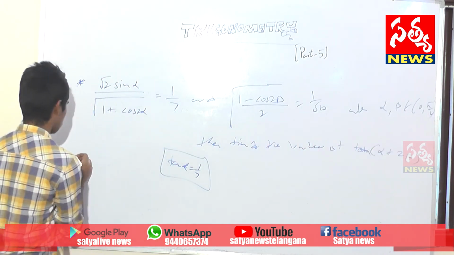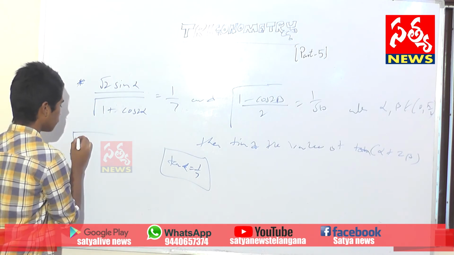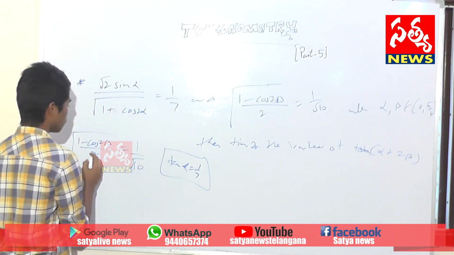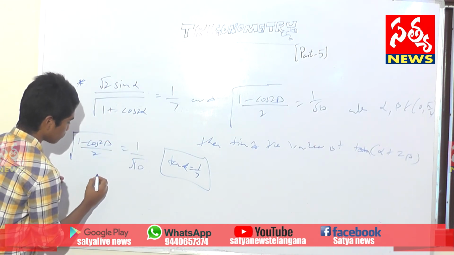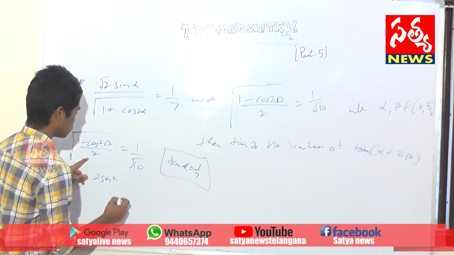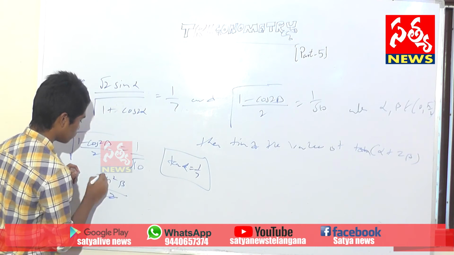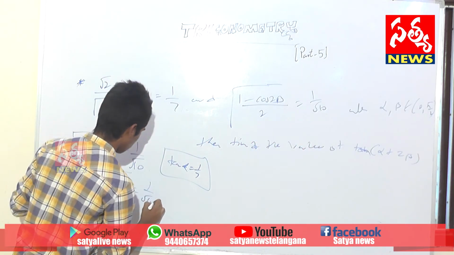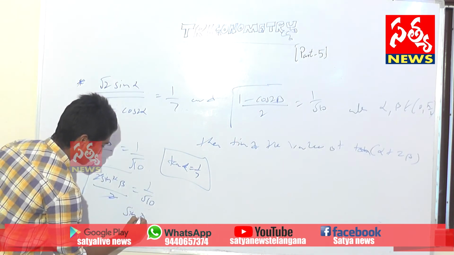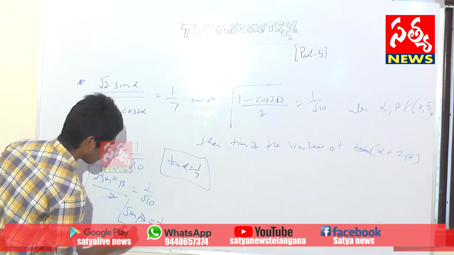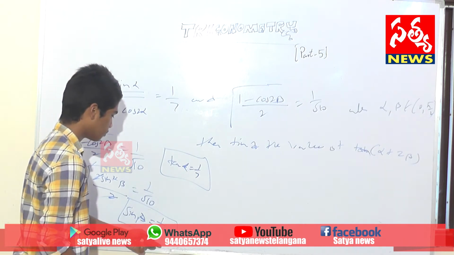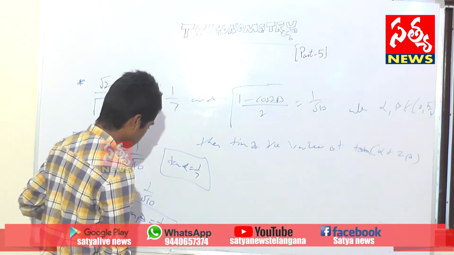The next, under root of 1 minus cos 2 beta by 2 is equal to 1 by root 10. 1 minus cos 2 beta is 2 sin square beta by 2. 2 2 gets cancelled. Square roots get cancelled. And we are left with sin beta is equal to 1 by root 10. So sin beta is equal to 1 by root 10 and tan alpha is equal to 1 by 7.